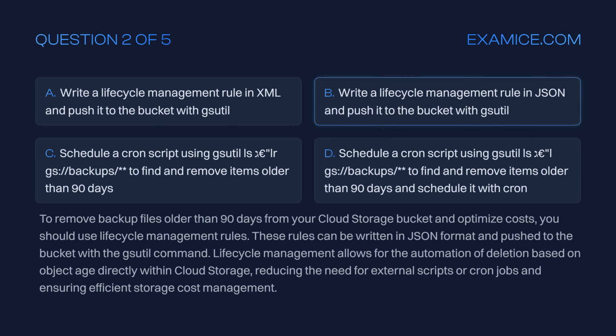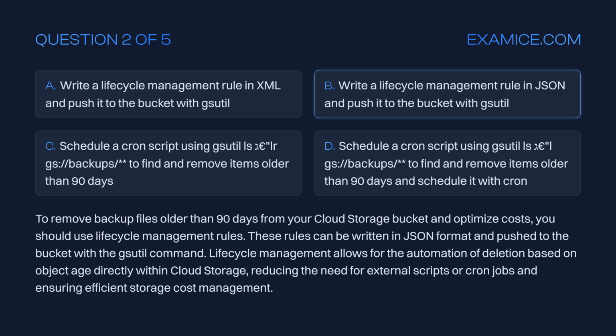The answer is option B. To remove backup files older than 90 days from your cloud storage bucket and optimize costs, you should use lifecycle management rules. These rules can be written in JSON format and pushed to the bucket with the gsutil command. Lifecycle management allows for the automation of deletion based on object age directly within cloud storage, reducing the need for external scripts or cron jobs and ensuring efficient storage cost management.